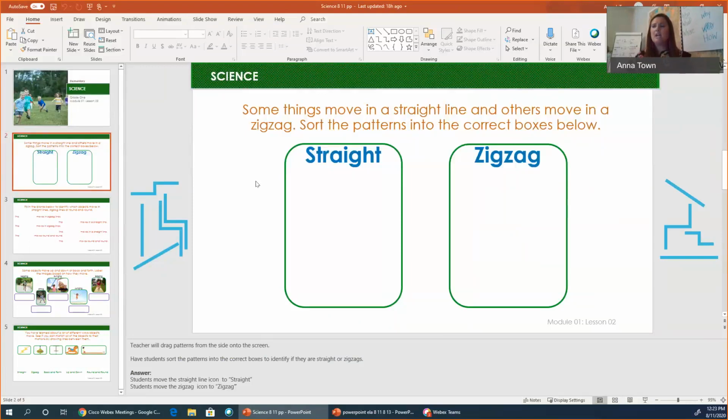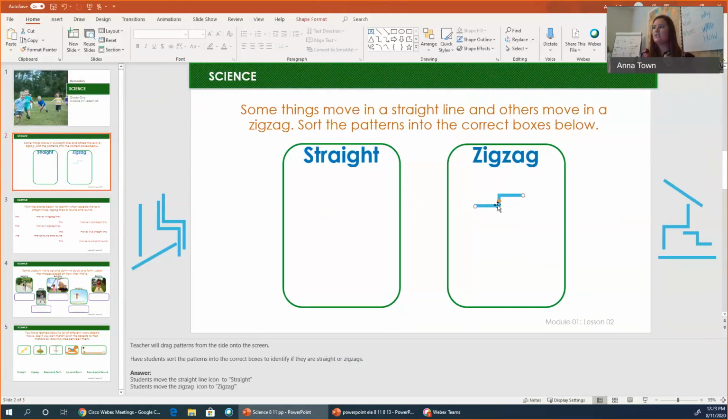What we are going to talk about is how some things move in a straight line and how others move in a zigzag. So I'm going to show you some lines, and I want you to tell me if it's a straight line or a zigzag line. I'm going to show you an example first. This is a zigzag line. It goes straight, and then it goes up, and then it goes to the side. So it doesn't stay straight. You see it moves in different directions.